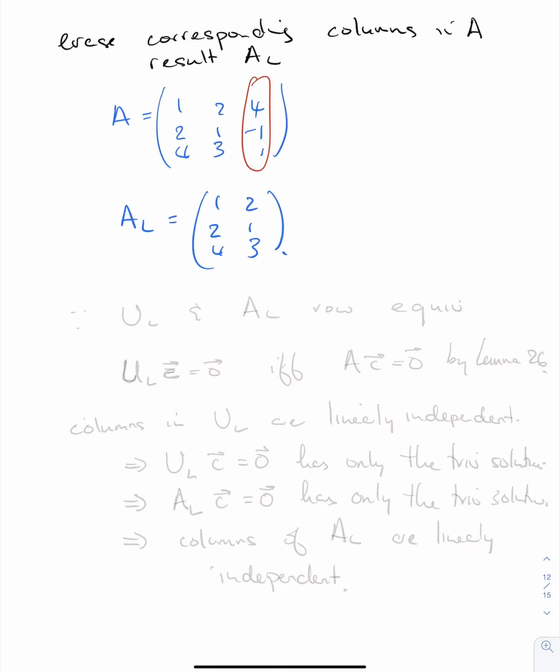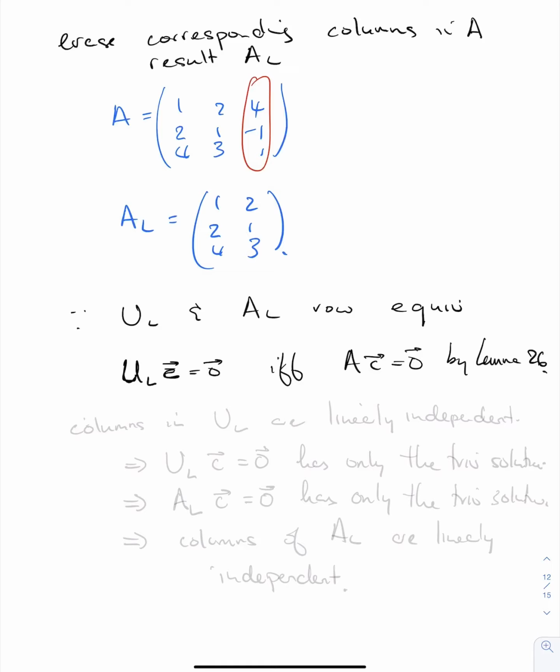Okay. Remember that U and A were row equivalent. We just threw out a column, so UL and AL will also be row equivalent. So because UL and AL are row equivalent, UL times C is equal to the 0 vector if and only if AL times C is equal to the 0 vector by lemma 26.